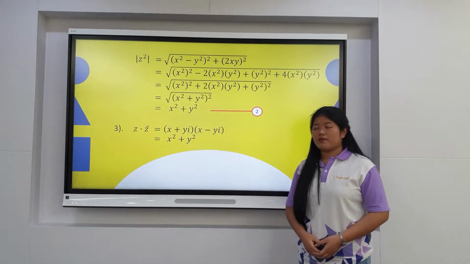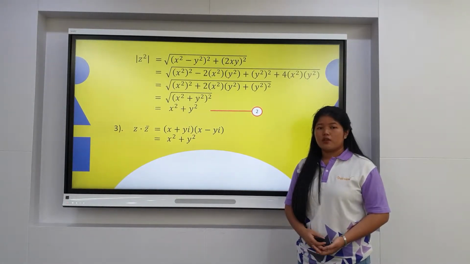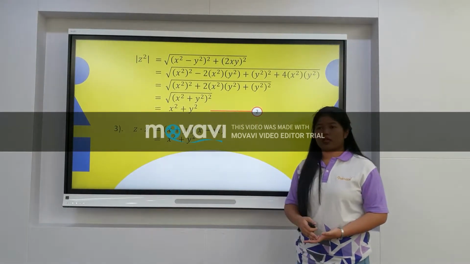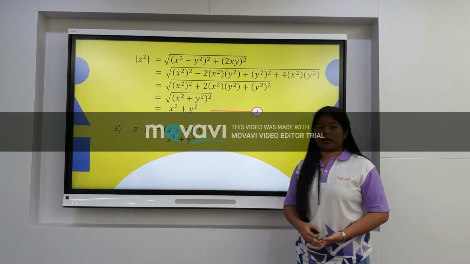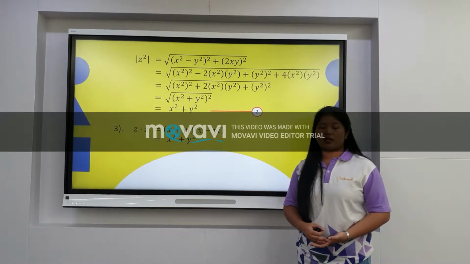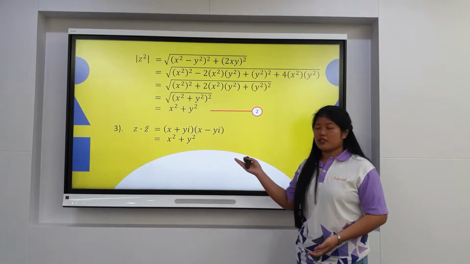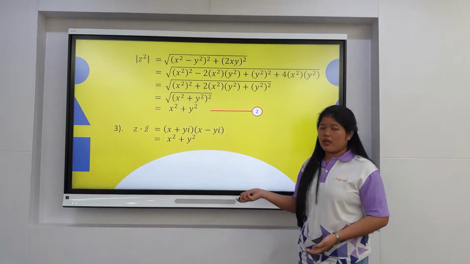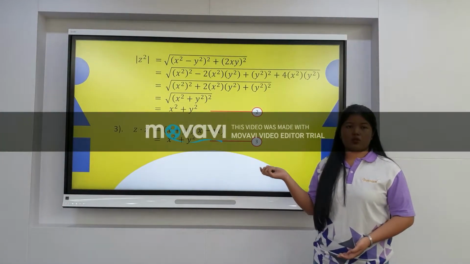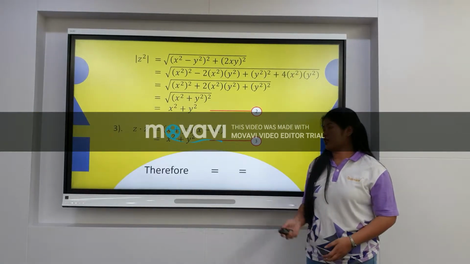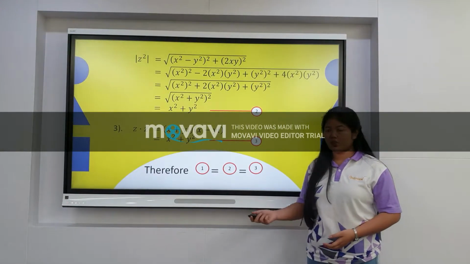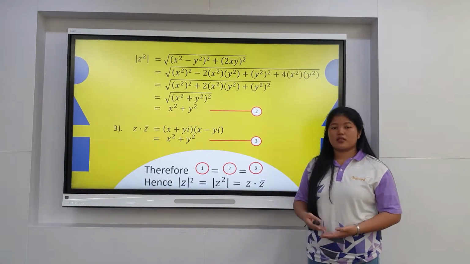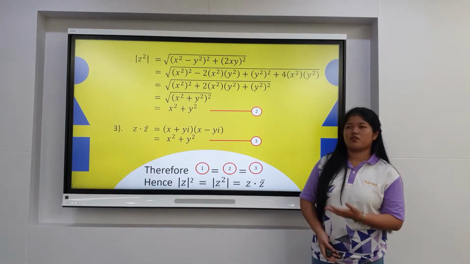And lastly, we will find z times conjugate z. We know already z is equal to x plus yi. So conjugate z is equal to x minus yi. So z times conjugate z is equal to x plus yi times x minus yi. And we will get x squared plus y squared. This is equation 3. So now we get equation 1, equation 2, and equation 3 are equal. Hence the square of absolute z equals absolute z squared, which equals z times conjugate z.